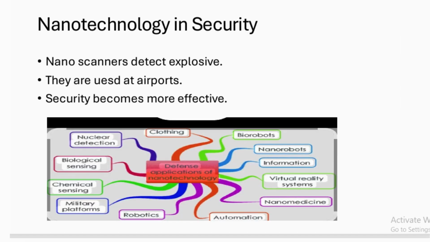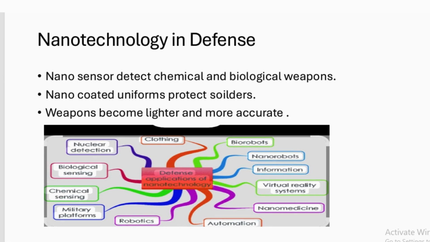Nanotechnology in security has a special role. For example, nanoscanners detect the explosives. They are used at airports. Security becomes more effective with the help of these nanotechnology tools.